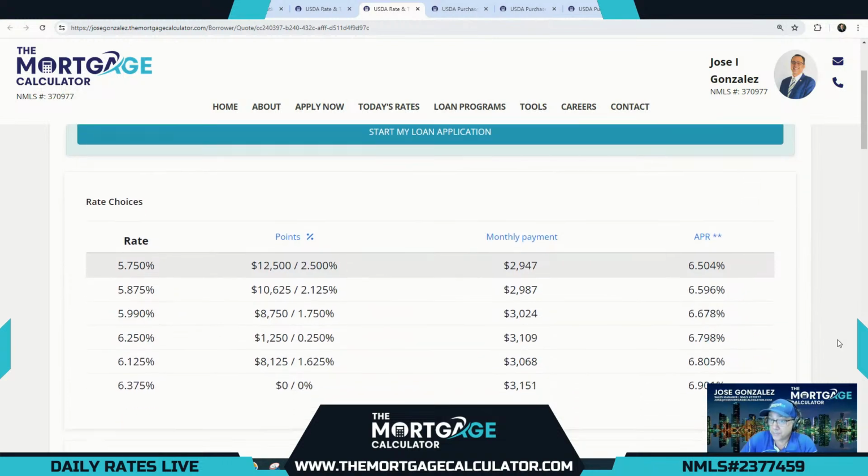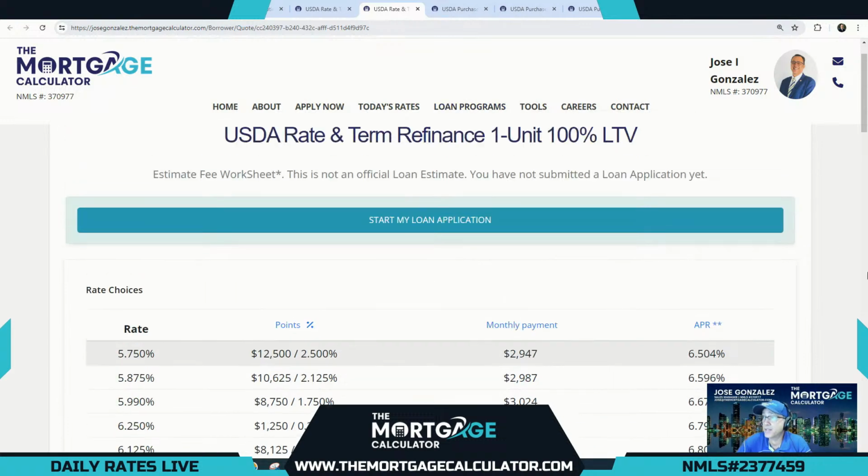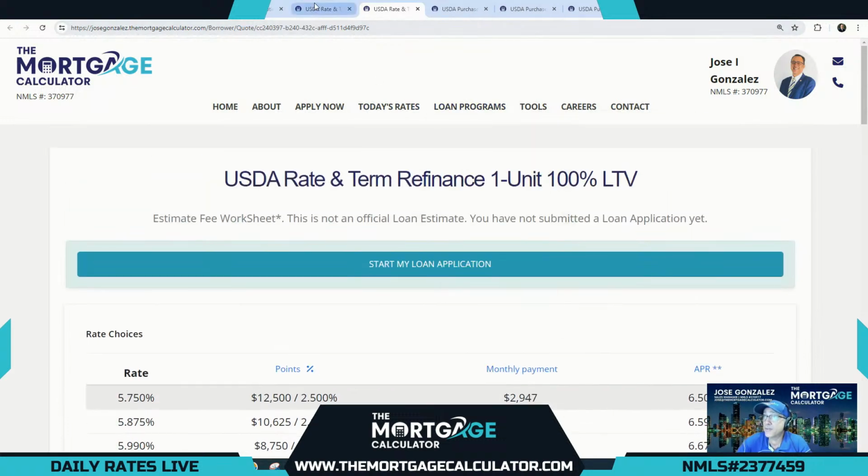And here, 6.375 is at par. That 6.25 snuck in there. It's not correct. 5.99 would be the next rate, and 5.75 lowest rate option. So 6.375 is your lowest cost option at par. 5.75 lowest rate option at a cost of 2.5 points. This is for a rate and term refi.